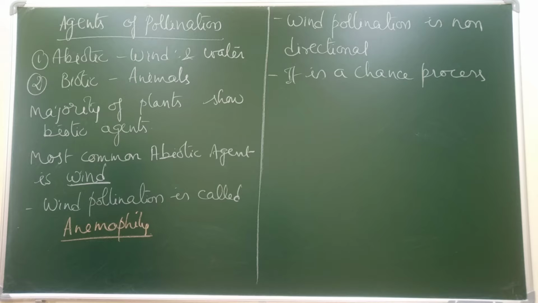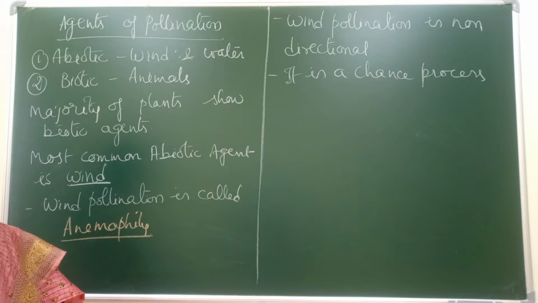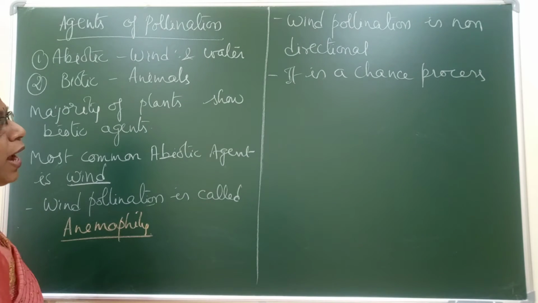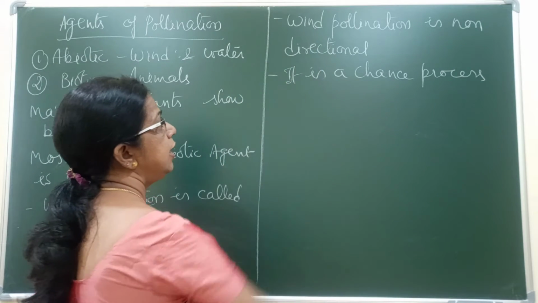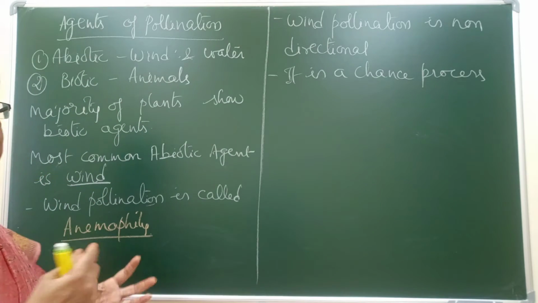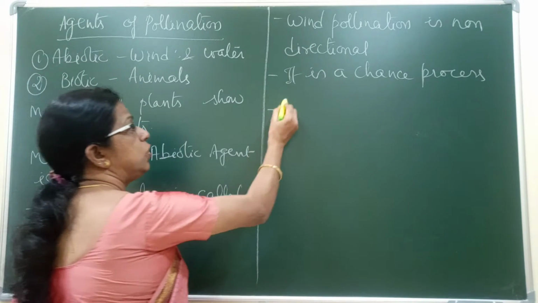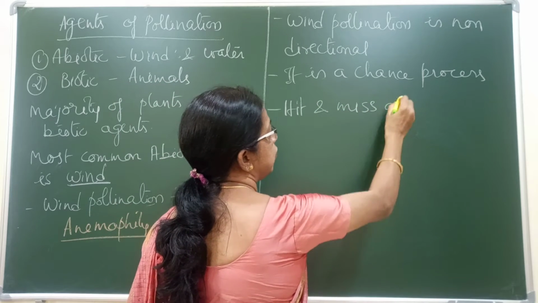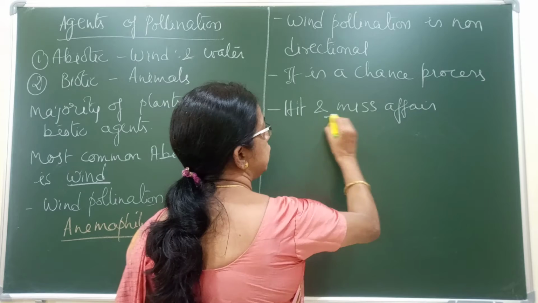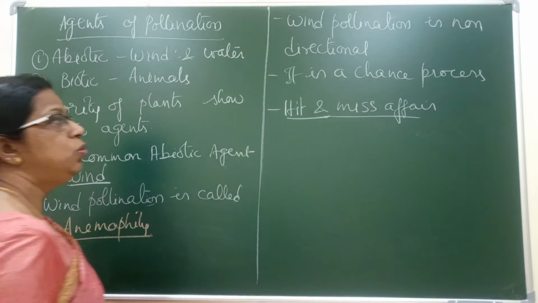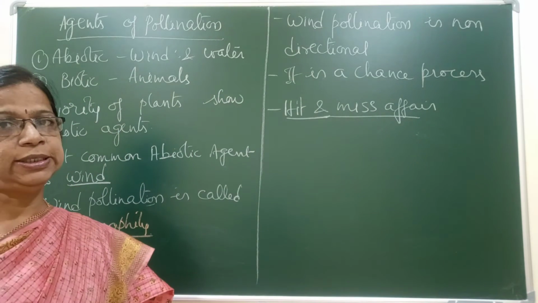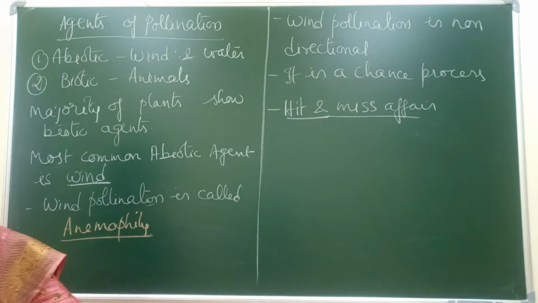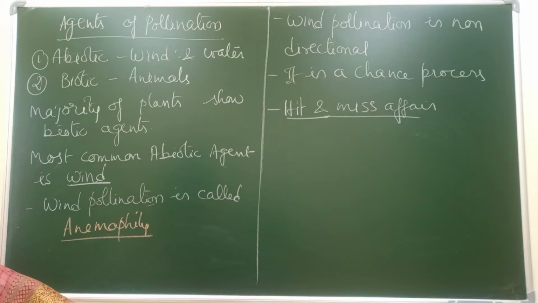So let us start with a few important features of wind pollination. Wind pollination is called anemophily, and it is non-directional because it is a hit and miss affair. Therefore, this is only a chance process. Now let us see what the characteristics of wind pollinated flowers are.